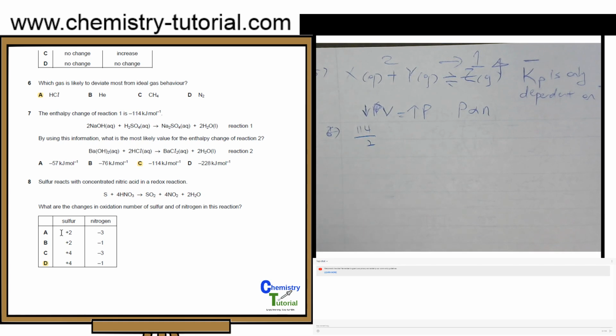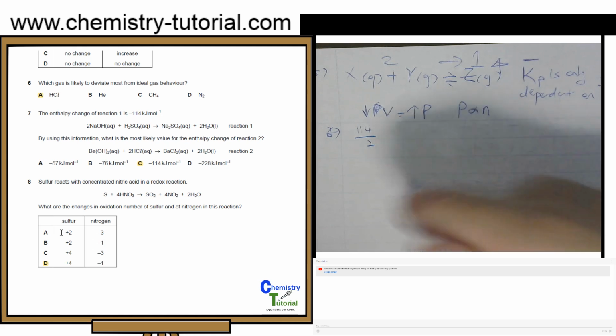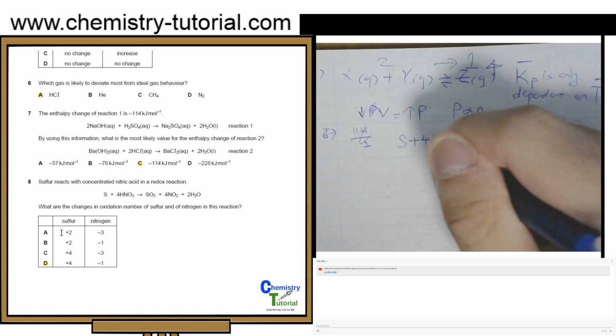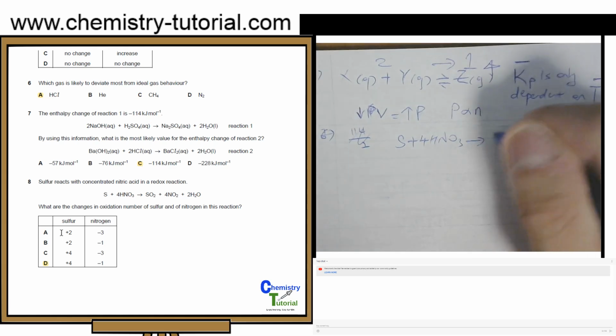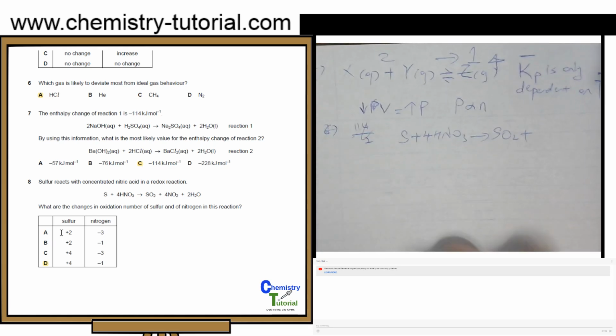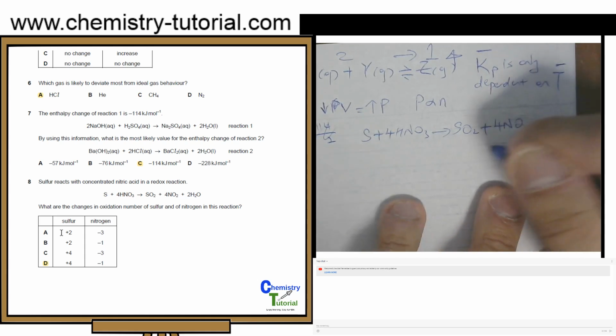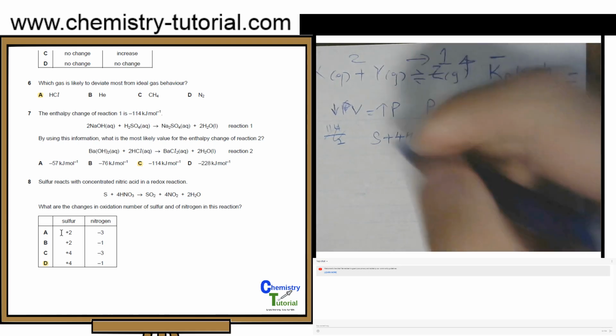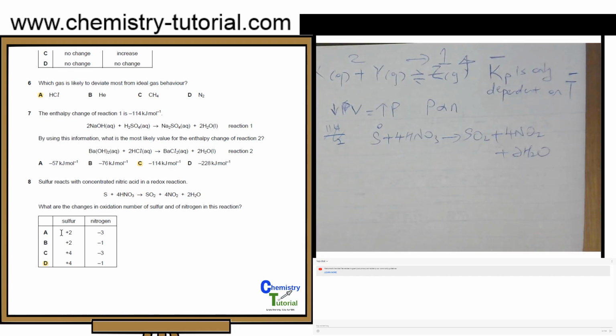For question 8, sulfur reacts with concentrated nitric acid in a redox reaction. What are the changes in oxidation number of sulfur and of nitrogen in this reaction? The oxidation state of sulfur, so let me just write this down first. S plus 4HNO3 to give you SO2 plus 4NO2 plus 2H2O. So sulfur has an oxidation state of 0 because anything in elemental form has an oxidation state of 0.